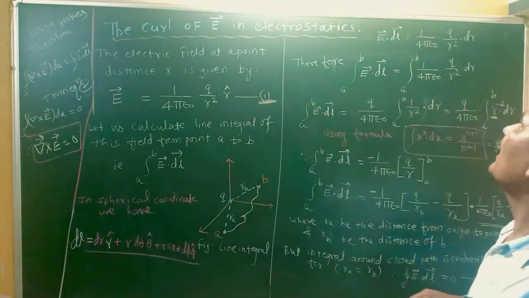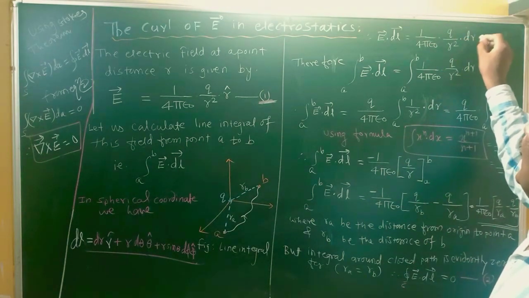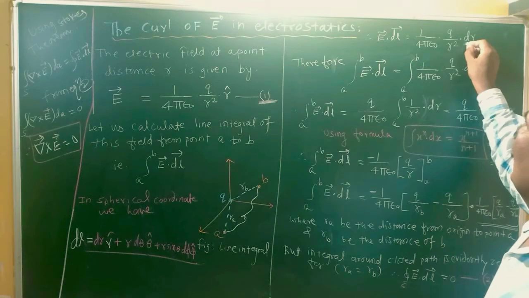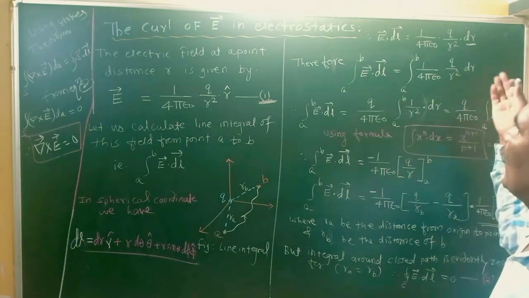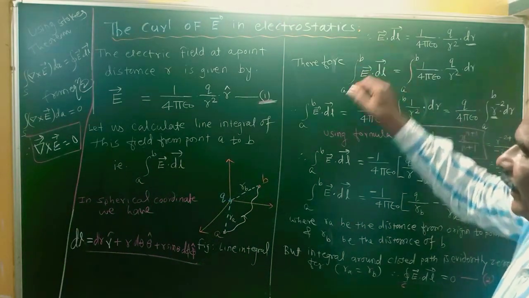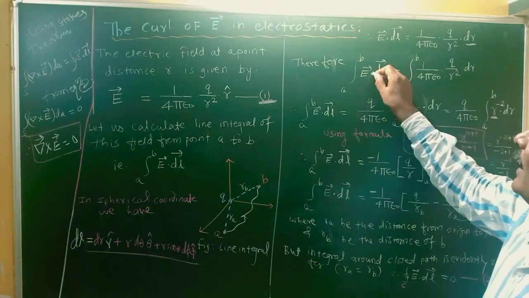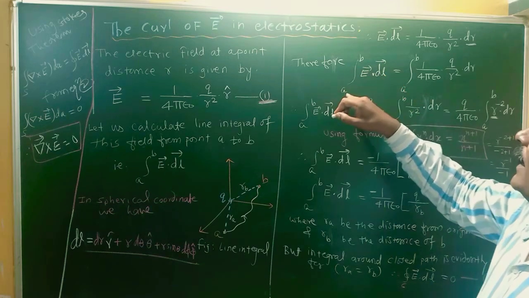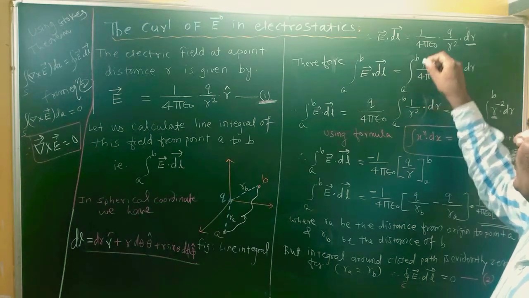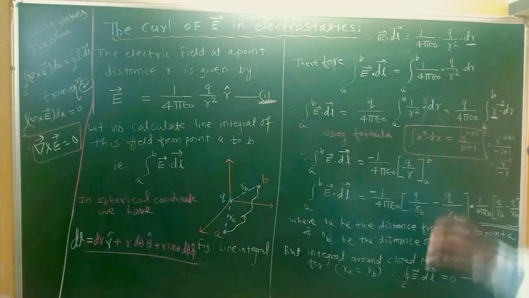Then we take the product E bar dot dl bar. E is nothing but 1 upon 4 pi epsilon 0 q upon r square, and what remains is only dr. We calculate with respect to r, from point A to B, that is the line integration. What is the target? The target is to find the line integration, E bar dot dl bar from point A to point B, which is 1 upon 4 pi epsilon 0 q upon r square into dr.